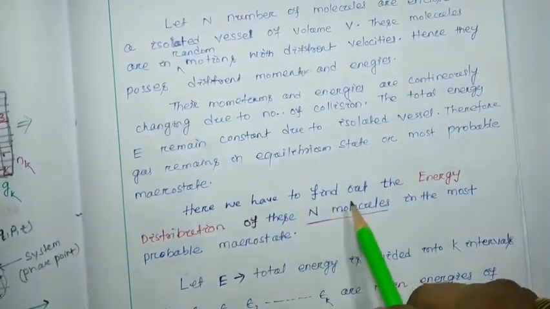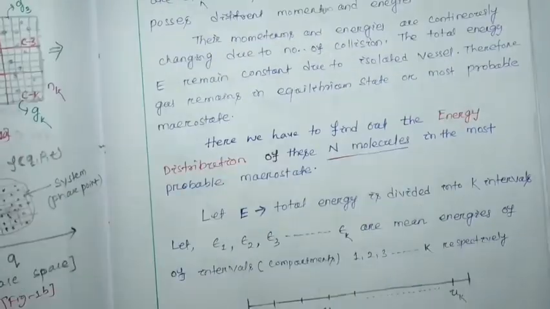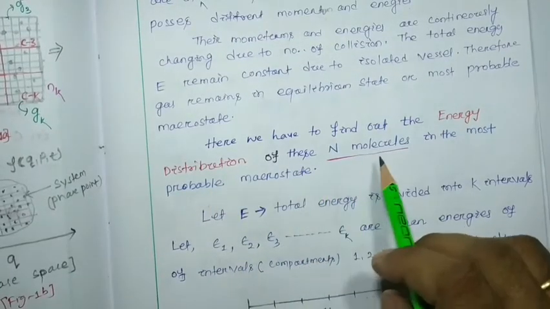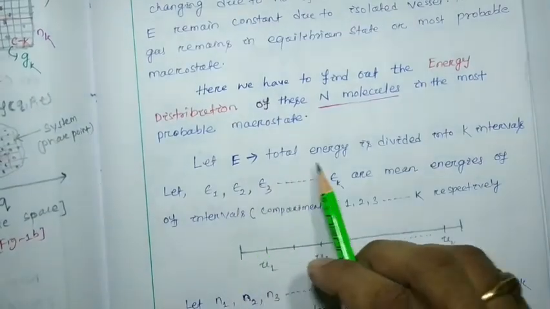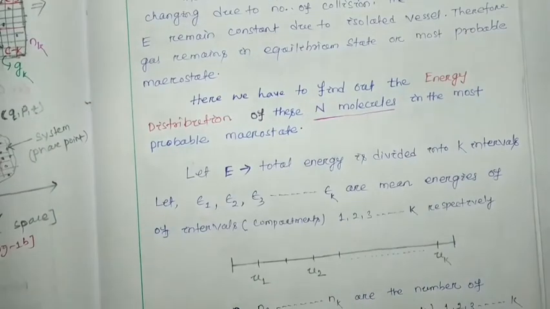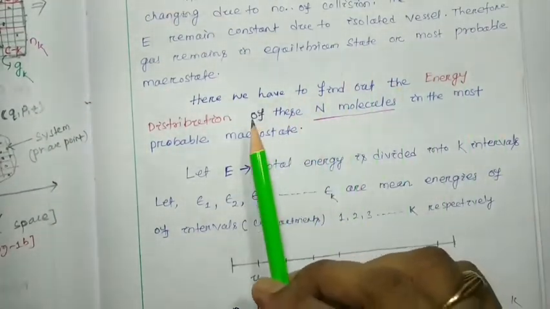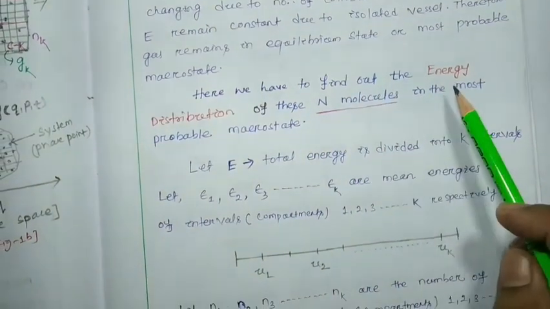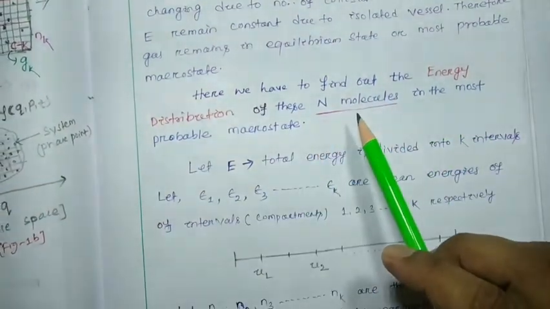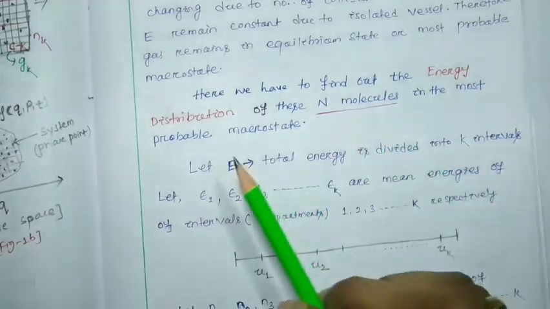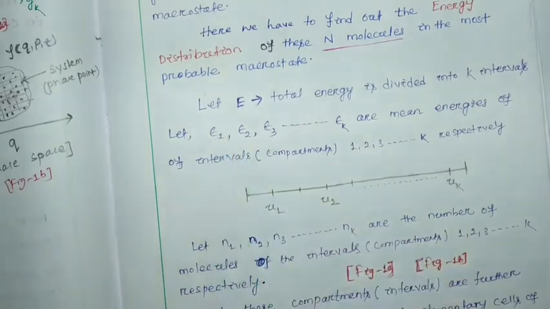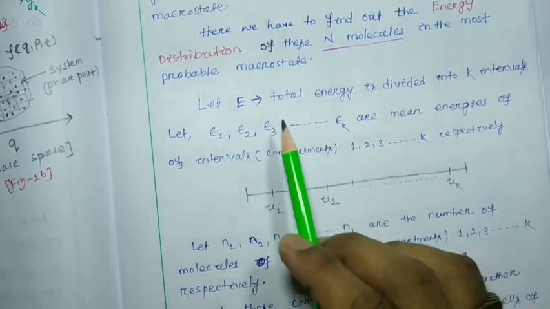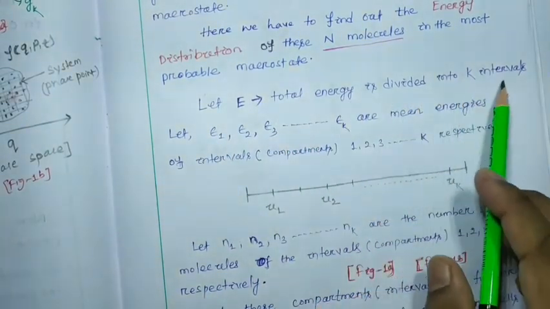So here we have to find out the energy distribution of these n molecules in the most probable macro state. Let E be the total energy divided into K intervals.